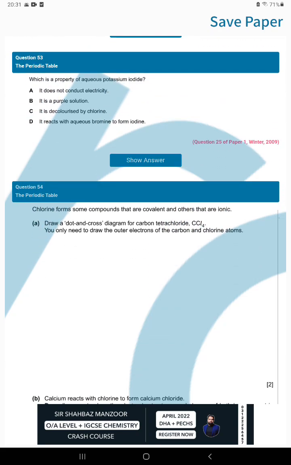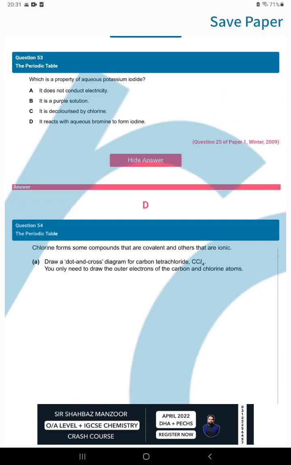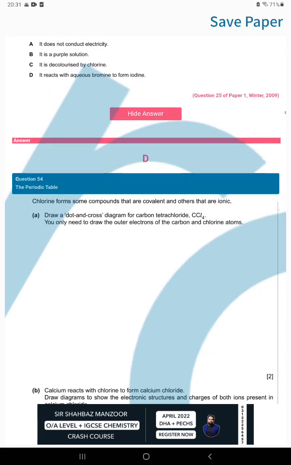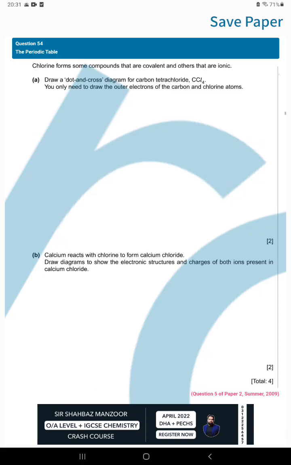Which is the property of aqueous potassium iodide? It does not conduct electricity. It is a purple solution. It is decolorized by chlorine. It reacts with aqueous bromine to form iodine. Correct. It reacts with aqueous bromine to form iodine.